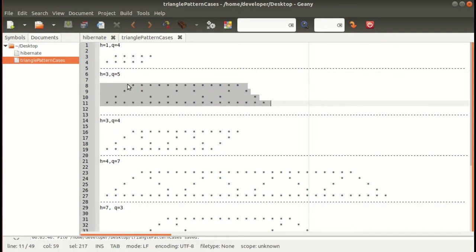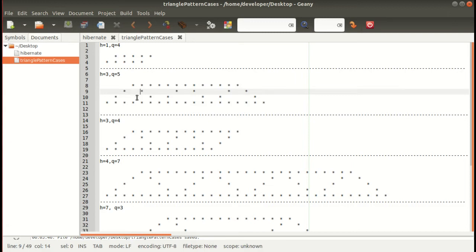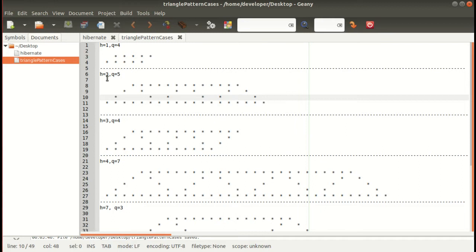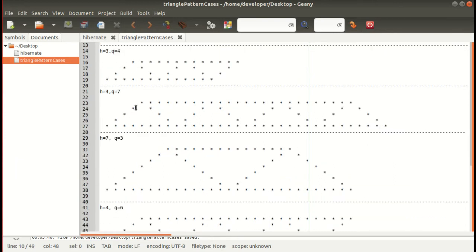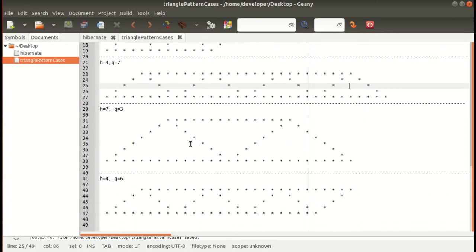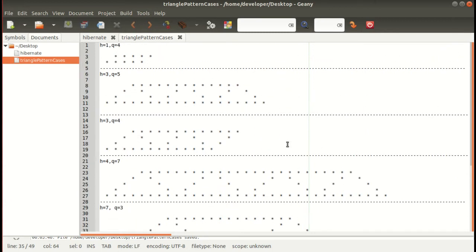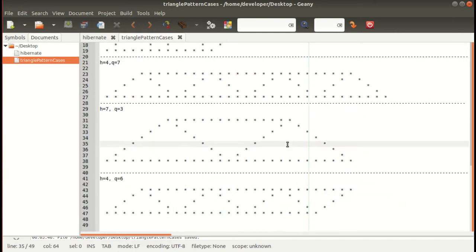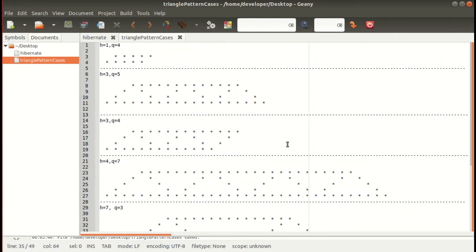Let's see, here we have 5 triangles, 1 2 3 4 5, and the height of every triangle in this pattern is 1 2 3. The same way, 1 2 3 4 and we have 7 triangles here. The height is 7 and the number of triangles is 3. Cool. Hope you understood the question.